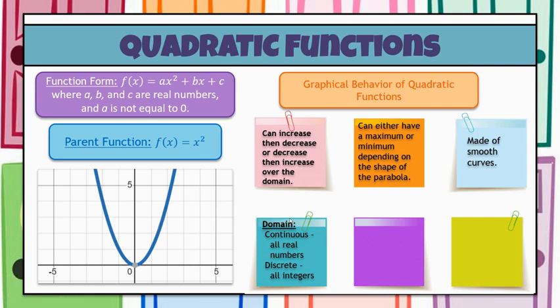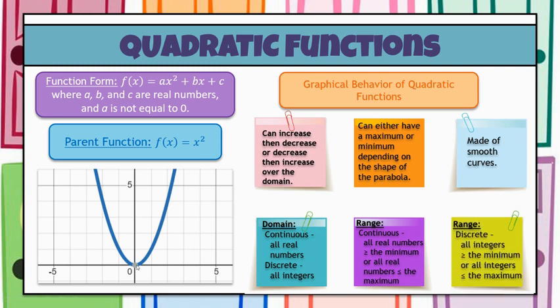The domain for continuous is all real numbers. Continuous will be all real numbers. Discrete would be all integers. The range, if it's continuous, is all real numbers greater than or equal to the minimum, or all real numbers less than or equal to the maximum. It will touch this point, so we will include that in the range. And if it's discrete, it'll be all integers greater than the minimum, or all integers less than the maximum.